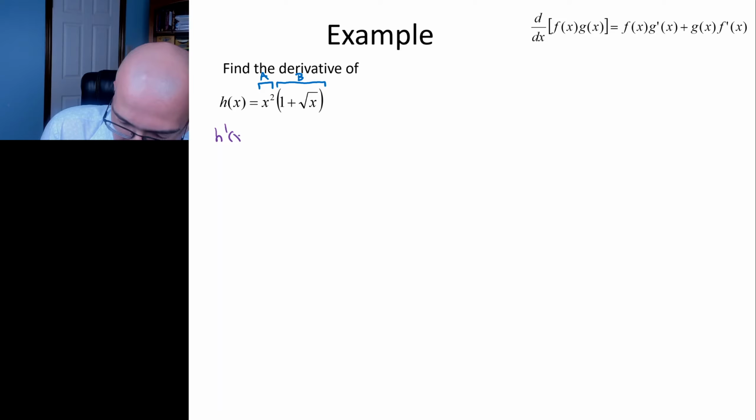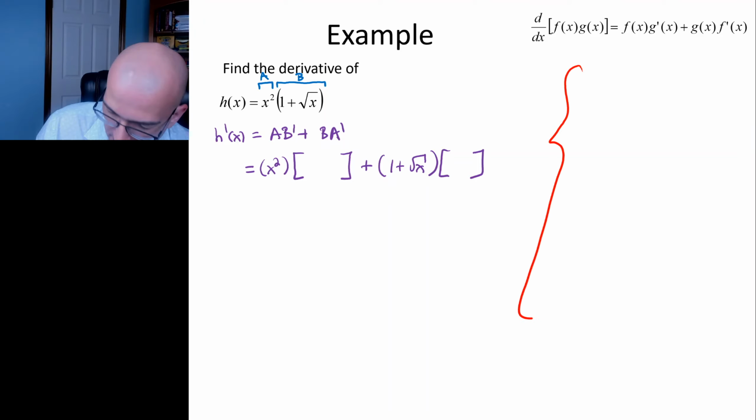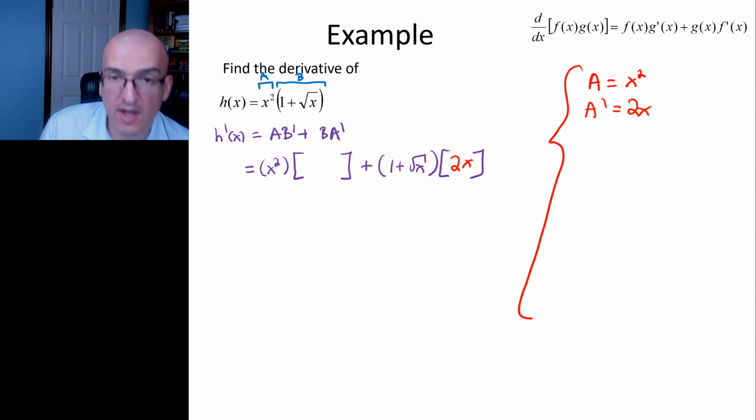Okay, so taking the derivative, h prime of x is a b prime plus b a prime. A is x squared. I'll leave a box for b prime, plus b is 1 plus the root of x. And I'll leave a box for a prime. And I'm going to calculate a prime and b prime off to the side. A is equal to x squared, so a prime is equal to 2x. So I'm going to put that in the a prime spot.